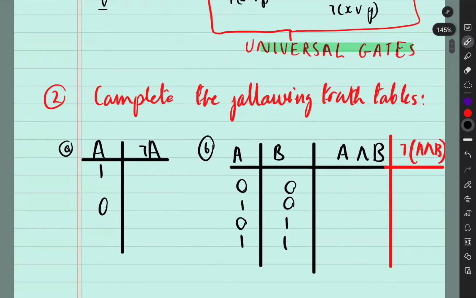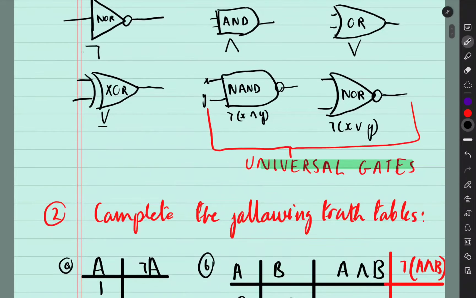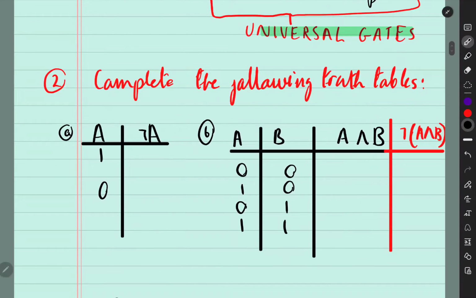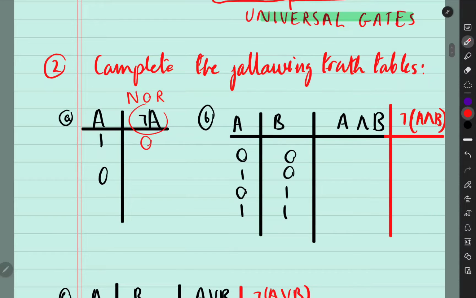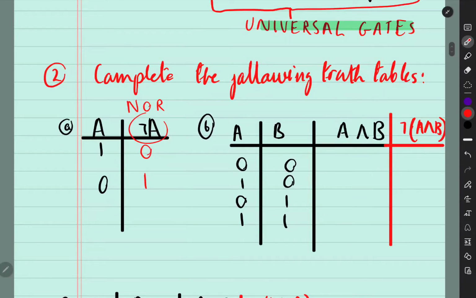Now, I want you guys to complete the following truth table. So pause the video and complete the following truth table based off of the symbols that we've learned here, right? Right, so recognize what the output is. The output is a NOT. So if A is equal to 1, not A is equal to 0. If A is equal to 0, not A is equal to 1. Now, what about this one for B? We'll realize what the output is. The output here is an AND, and the output there is a NAND.